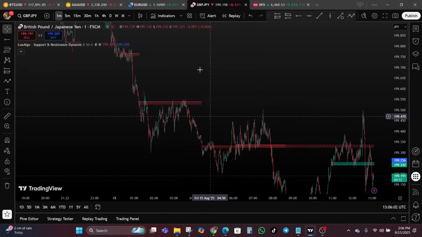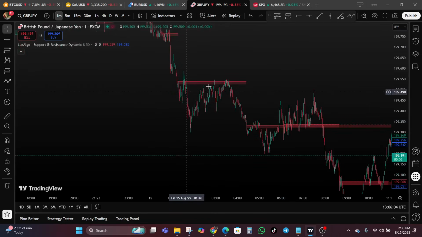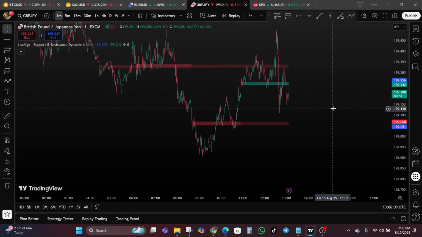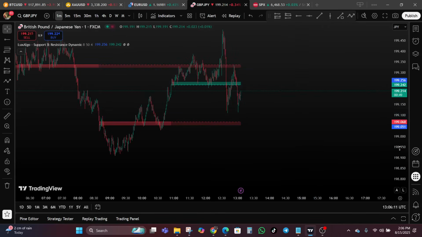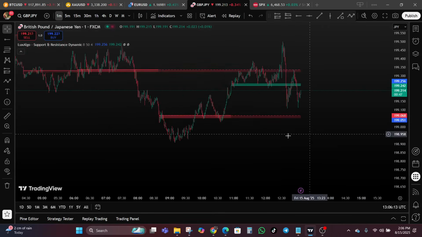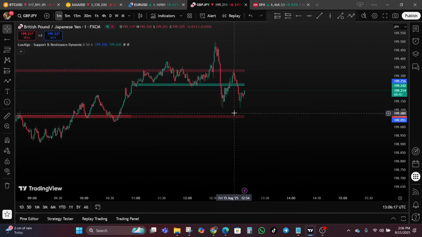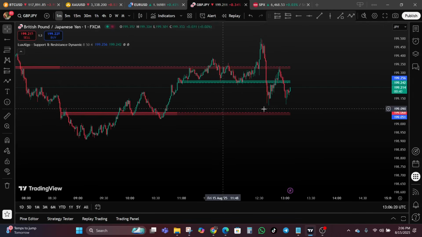But the zones eventually get broken. You remember that support and resistance zones will still get broken. They do not remain defensive forever. What I mean by defensive is that they can't hold price forever without getting broken at some point.